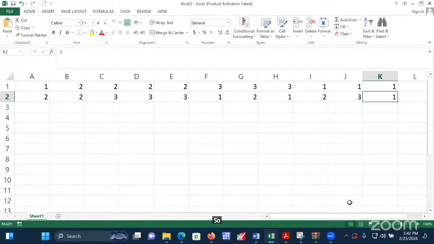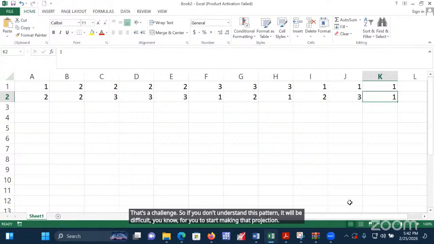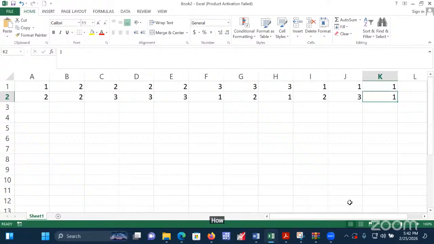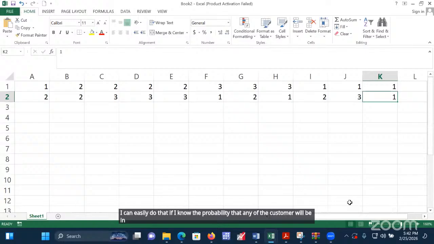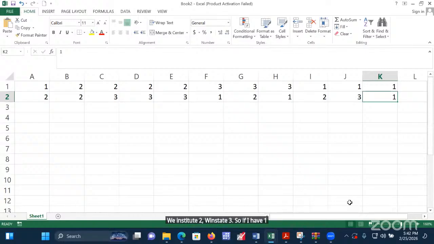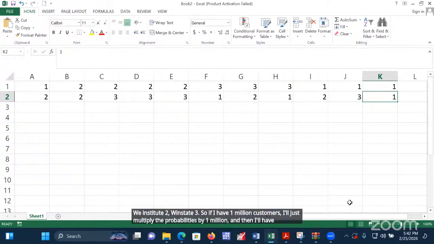So 22 months. So the question now is, now that this customer is currently in state 1, what is the probability that this customer will move to state 2 in the next financial year? That's a challenge. So if we don't understand this pattern, it will be difficult for you to start making that projection. And I can use that probability to estimate how many of my customers will be enjoying state 1, state 2, state 3. I can easily do that if I know the probability that any of the customers will be in each state. So if I have 1 million customers, I'll just multiply the probabilities by 1 million, and then I will have an idea of how many to expect in state 1, state 2 and state 3.